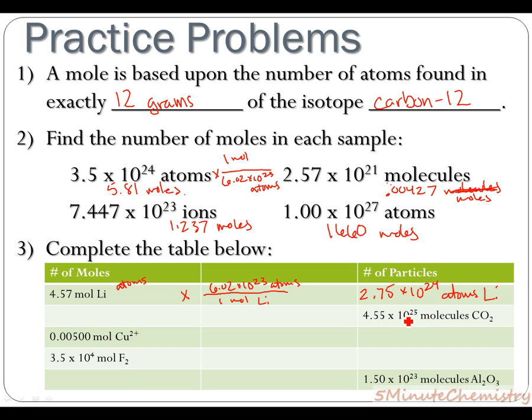Okay. Next, 4.55 times 10 to the 25 molecules of CO2. So this time around, we're going to work backwards. We're going to start with the 4.55 times 10 to the 25th molecules, and our setup has to have molecules on the bottom. So instead of our 6.02 to 1, it's going to be 1 mole of CO2 over 6.02 times 10 to the 23rd molecules.